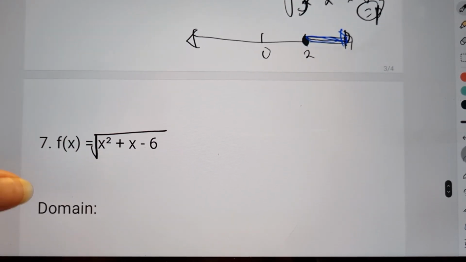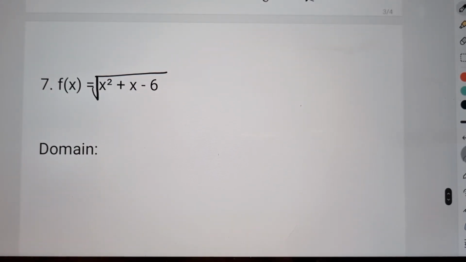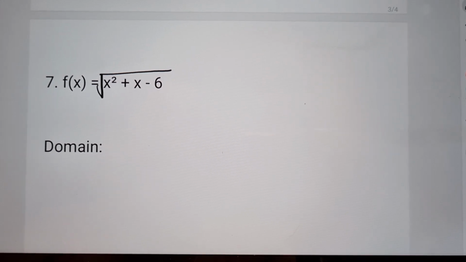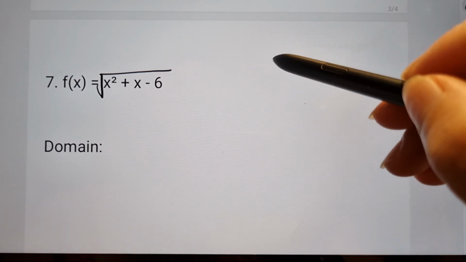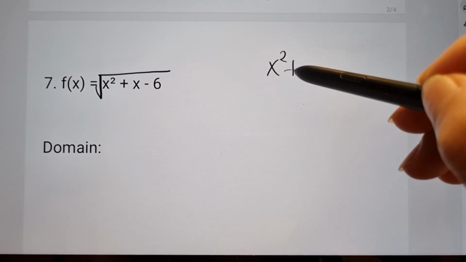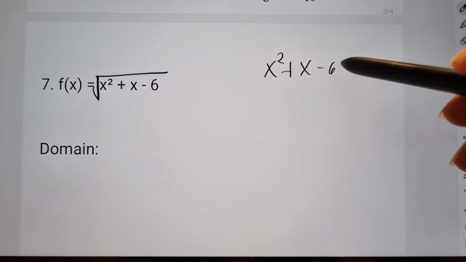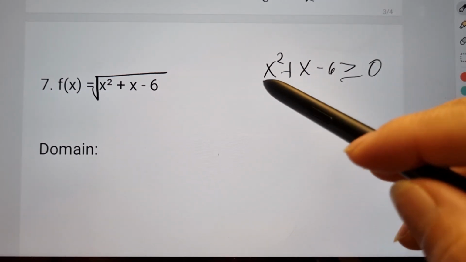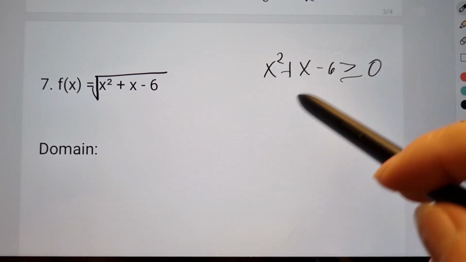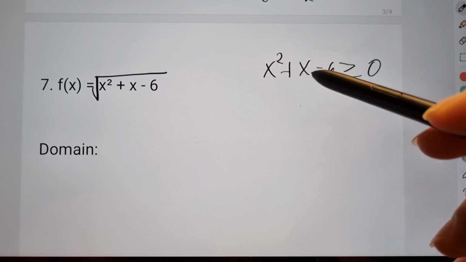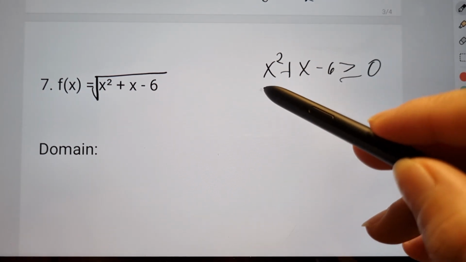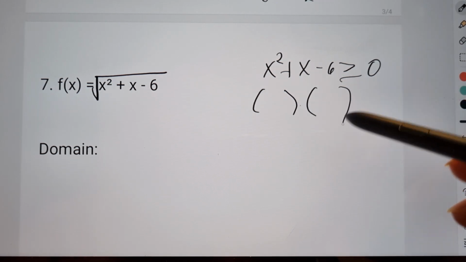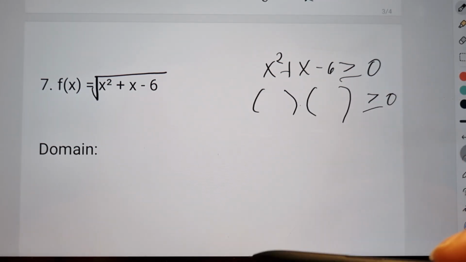Okay, next. Last one here. F of x is equal to square root of x squared plus x minus 6. So again, we are going to set the radicand greater than or equal to 0. Now look at this expression here. X squared plus x minus 6. This is quadratic trinomial and pwede nating i-factor ito para ma-solve natin yung x.